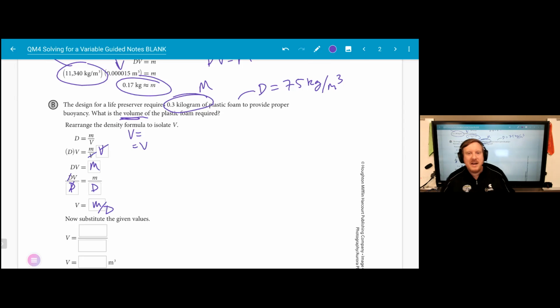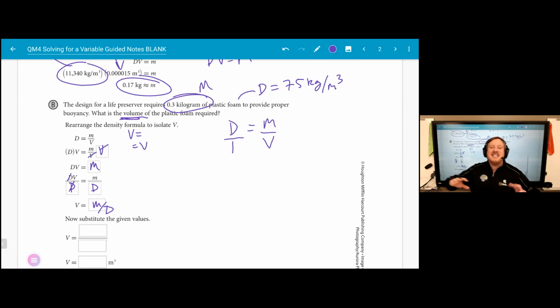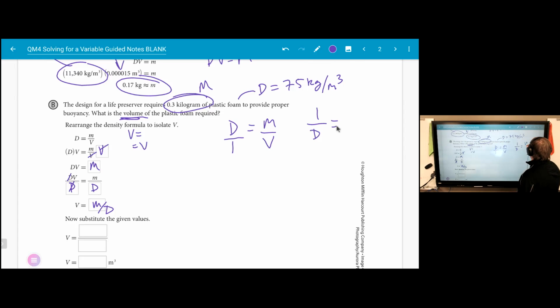Here's another way. You can think of these as ratios. D equals M divided by V. Did I just change anything about D? No, not at all. So you can think of this as cross multiplication. This is where this comes from, right? I could do D times V equals M times 1, DV equals M. You could also do it this way because since these are equal ratios, you could flip both ratios. Watch this. I could also say that 1 divided by D equals V divided by M.